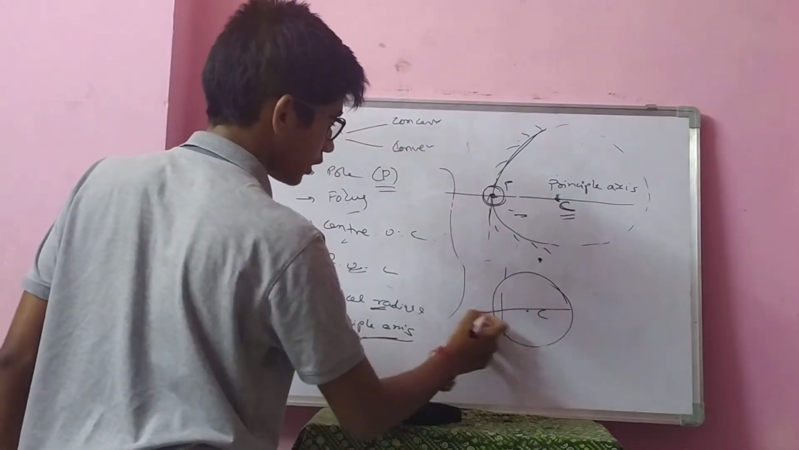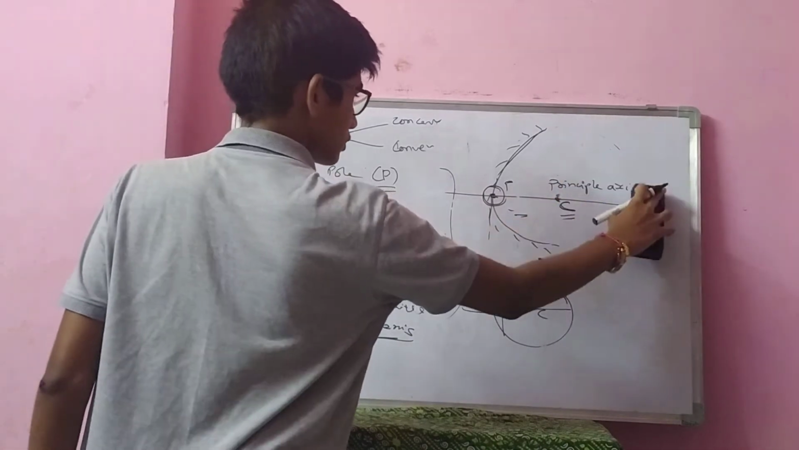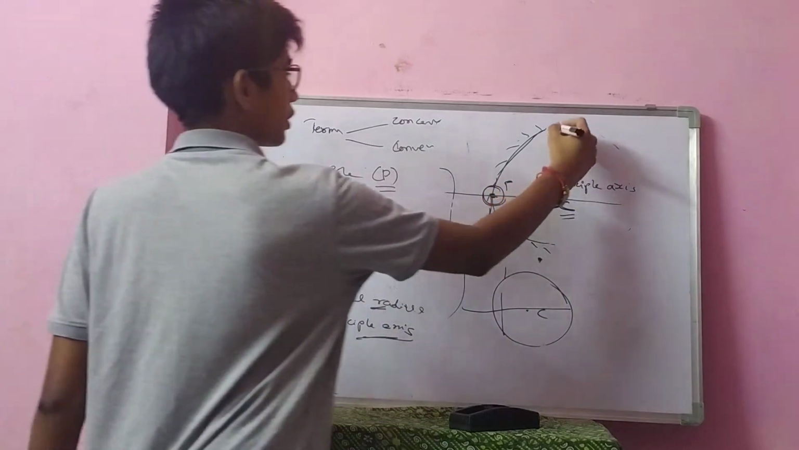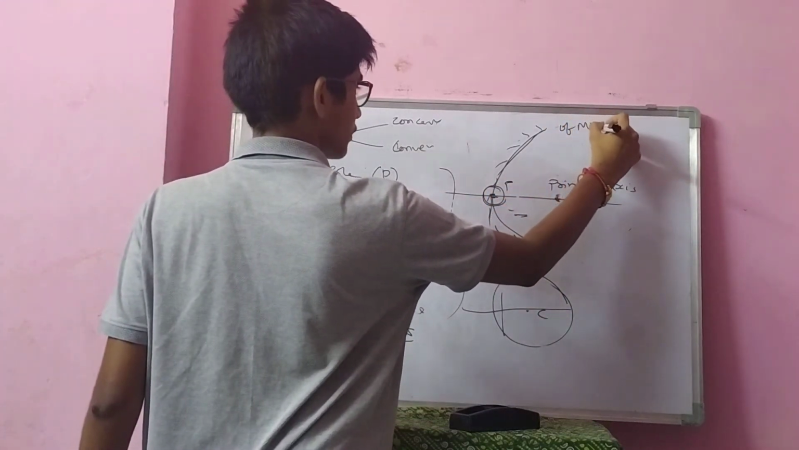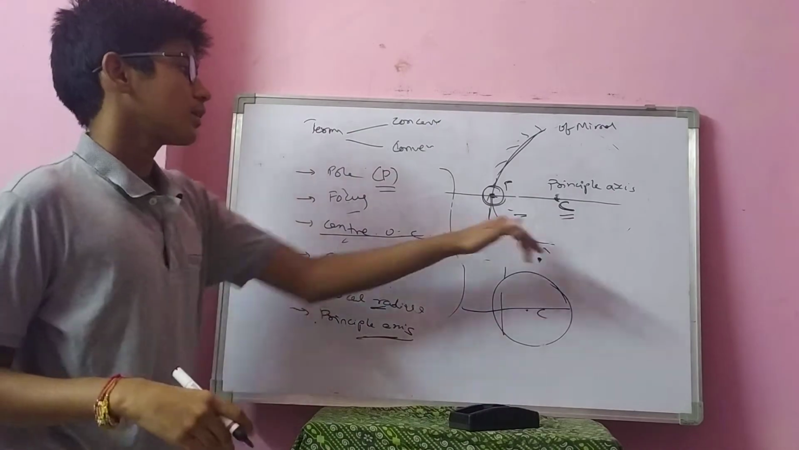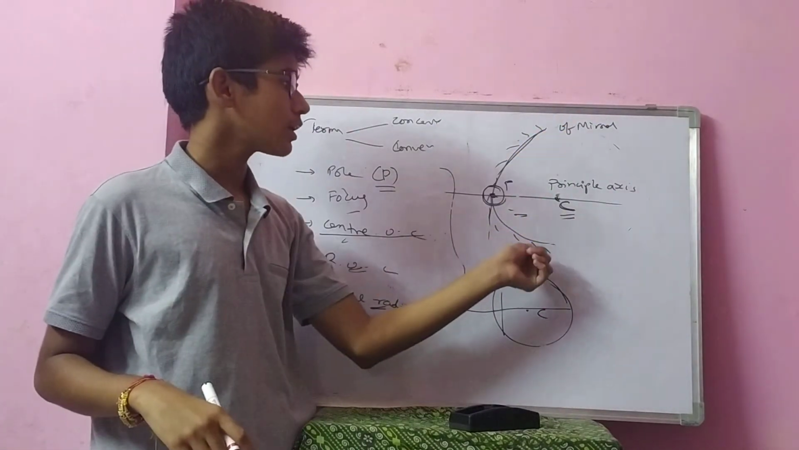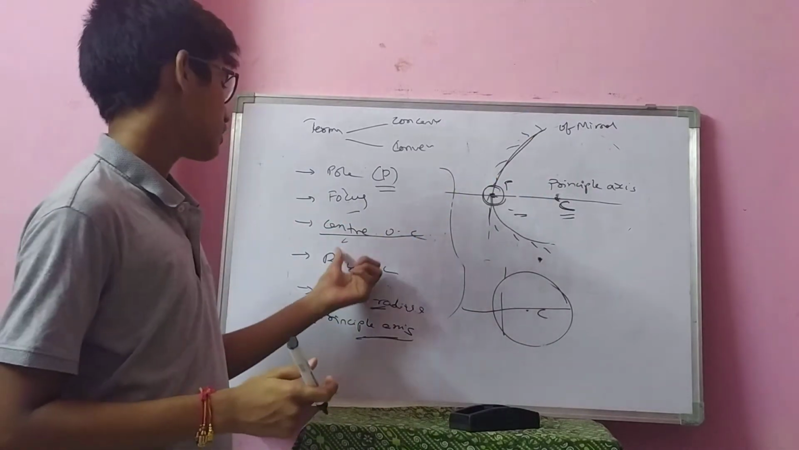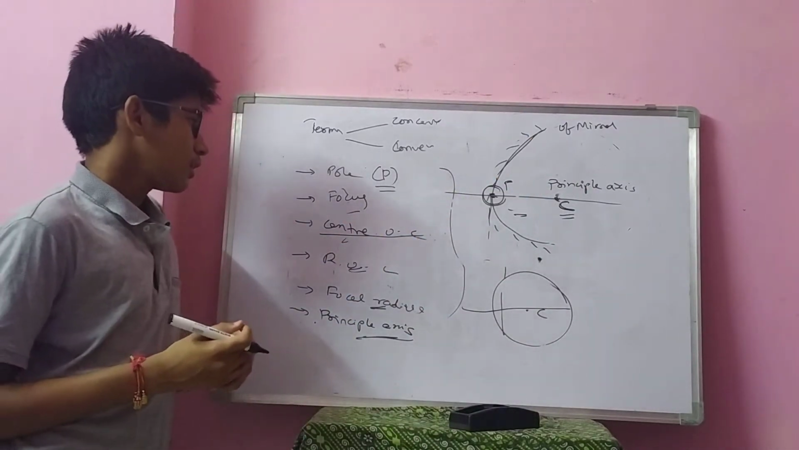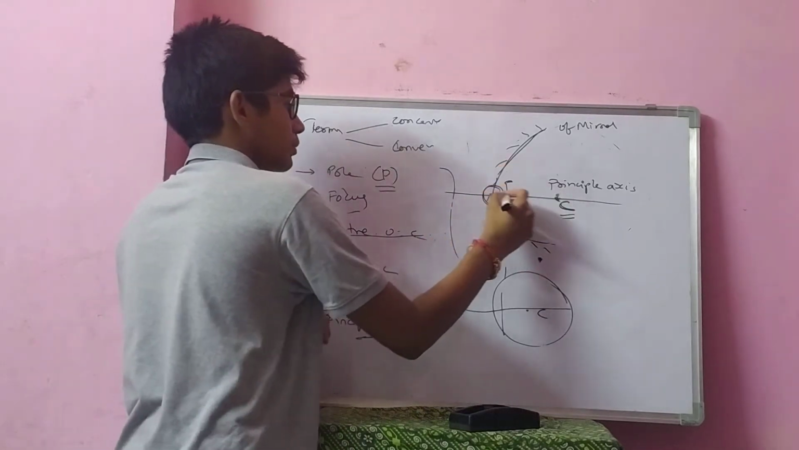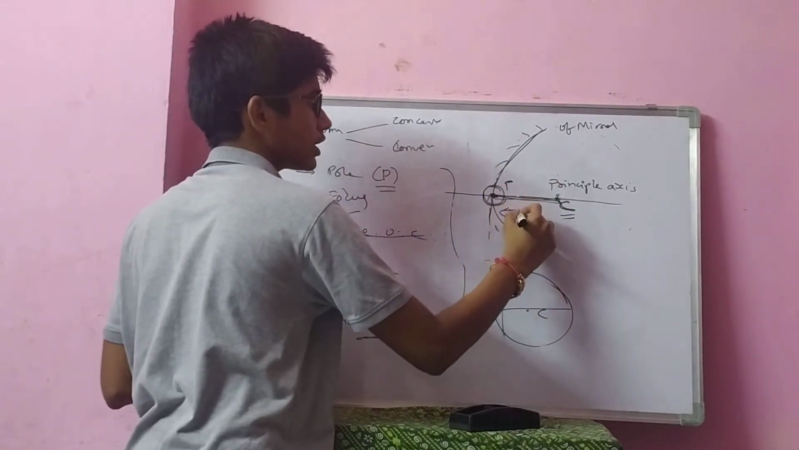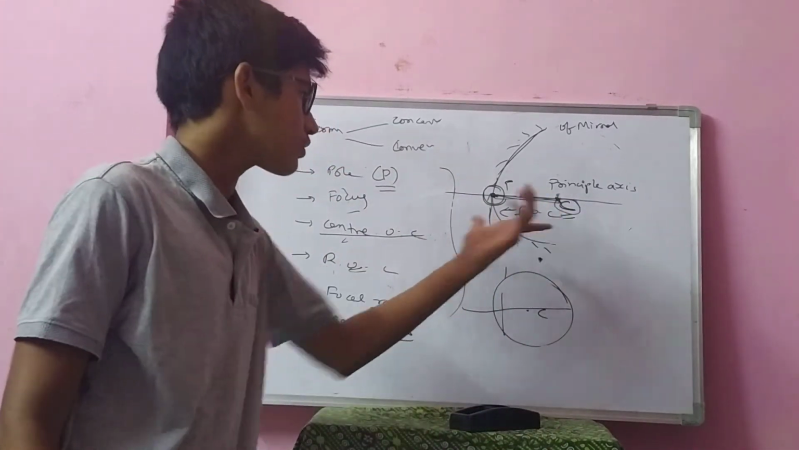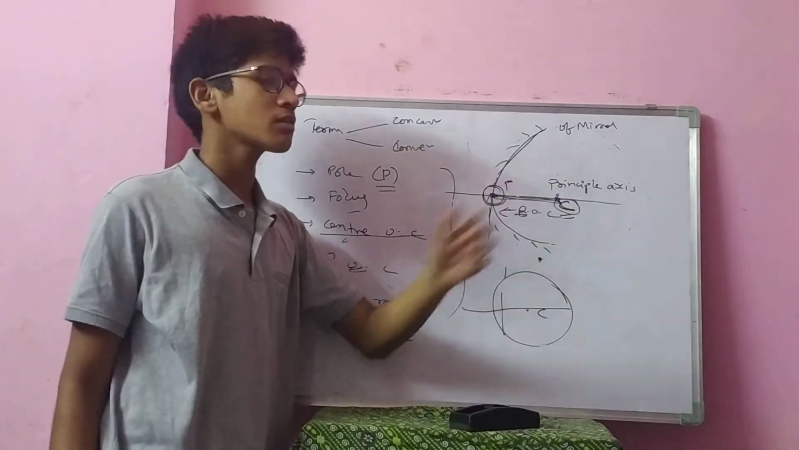This center is called the center of curvature of this mirror. The center of the whole sphere from which we cut a part to form the concave mirror is called the center of curvature. Now the distance between the pole of the mirror and the center of curvature is the radius of curvature. So the radius of curvature is nothing but the distance between the pole and the center of curvature.